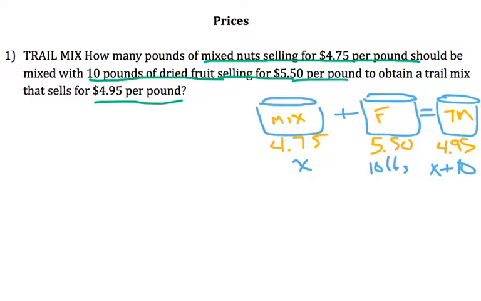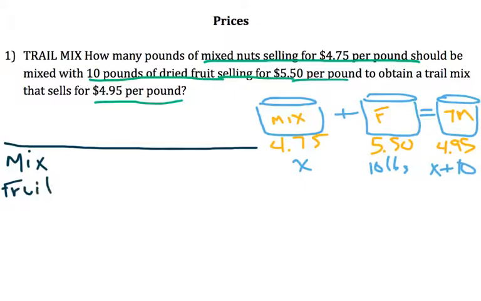So that's one strategy, drawing a picture to paint a clearer picture of the word problem. But before we go on, I'm going to show this using a table as well. If you're tight on room, you might want to head somewhere else. We know that we have the mixed nuts, so I'm going to write mix on the left side. I'm going to write fruit, because we have the dried fruit. And then we've got the trail mix that's resulting from it.